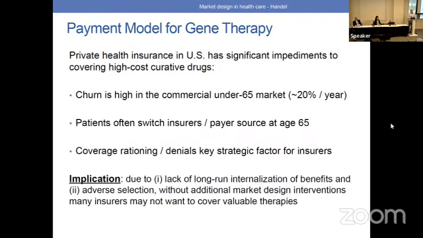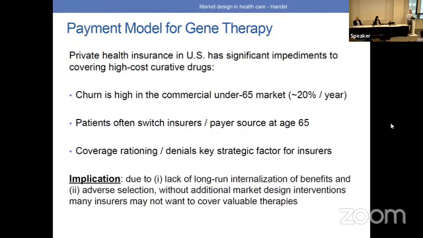Second, as many of you know, most patients switch payer sources at age 65 when they're typically moving from private insurance to Medicare, which is government insurance. And then a third important factor is that coverage rationing or coverage denials are key strategic variables for insurers when they're thinking about the policies they apply to consumers. So an implication of these three things together is that insurers essentially aren't incentivized to internalize the long run benefits or costs of their consumers.